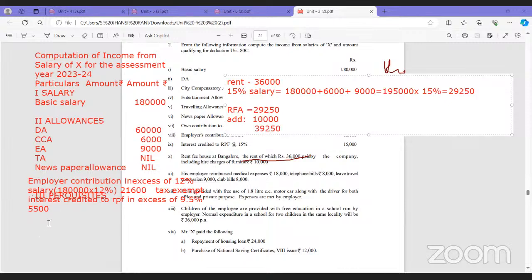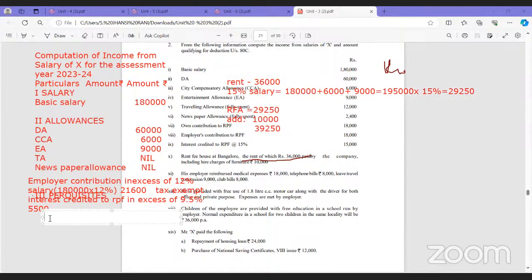So here I'll come and write like this. It comes under perquisites. Rent-free furnished accommodation 39,250. Next, the employer is paying medical expenses, telephone bill, leave travel concession, and club bills. Medical expenses up to 15,000 are exempted. So 3,000 is chargeable.